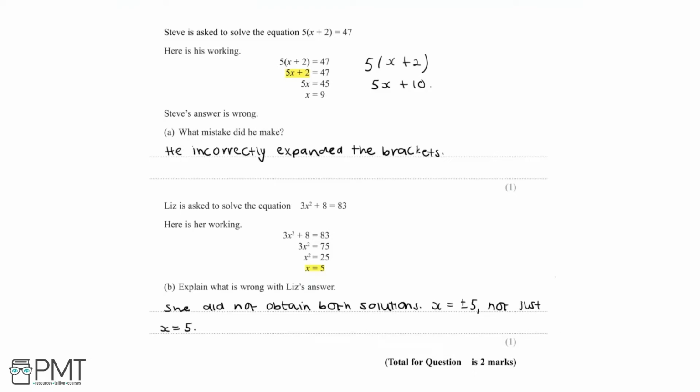And so by correctly spotting the mistakes in part A and part B, we've achieved the 2 marks needed to get full marks in this question.